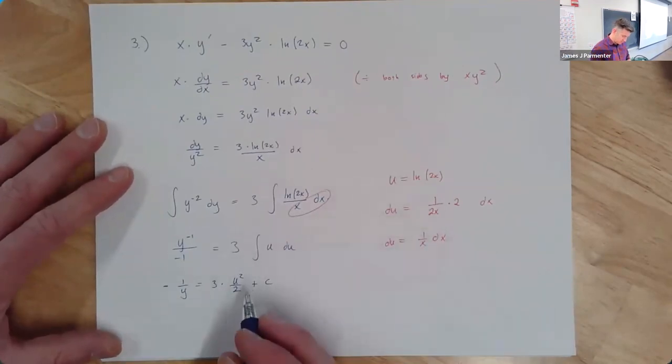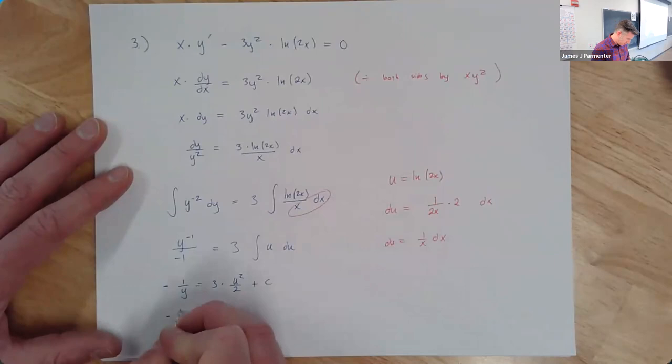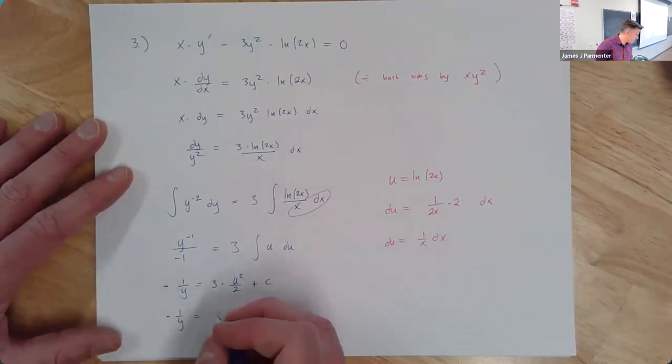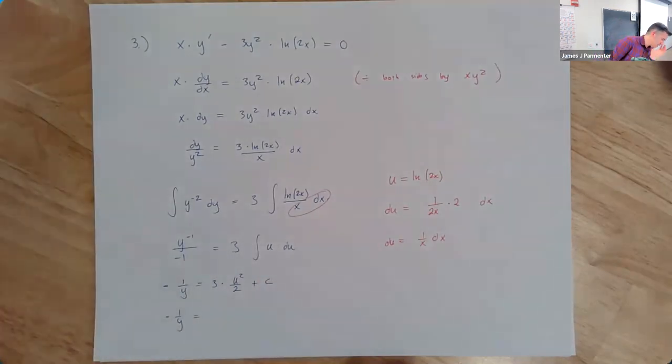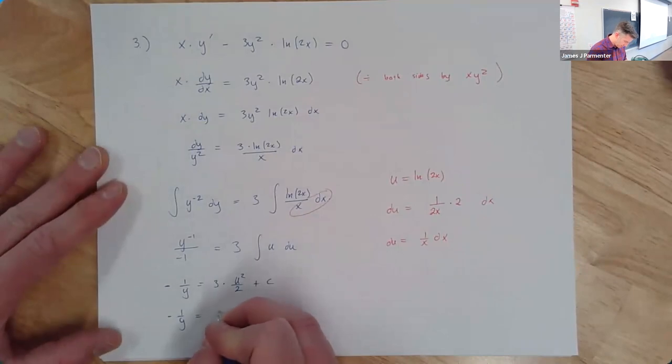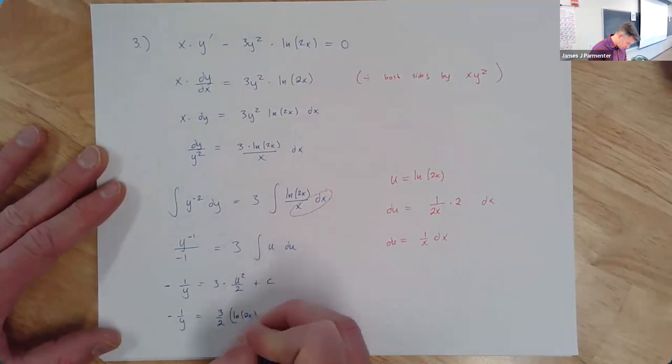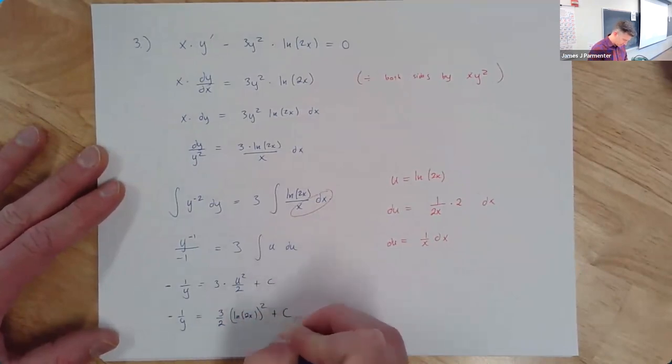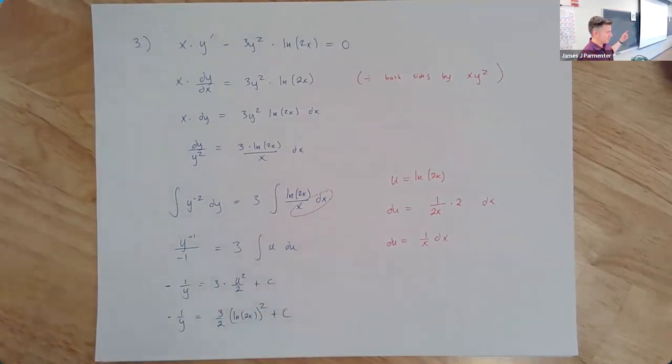And then we should plug back in what U is equal to. So we're going to have negative 1 over y equal to, sorry, I'm just looking at my notes here. I'm like, oh yeah, totally lost the 3 there. That's fine. Yeah, there's a 3 there that got lost in the notes. No worries. So we have 3/2 natural log of 2x squared. And if people do that thing where they do natural log squared of 2x, not a fan personally, but that's just my bias. You can totally write that way if you want.